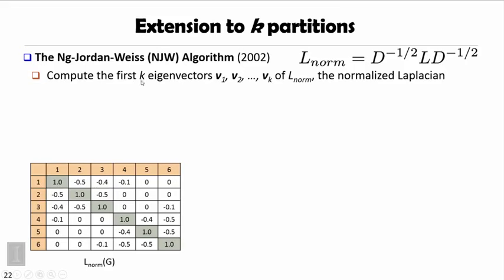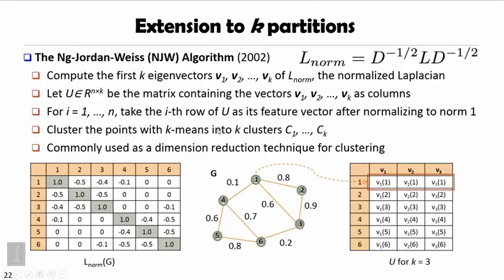So we can compute the first K eigenvectors, v1 to vk, and then form the matrix U. We take the ith row of U as the feature vector of node i, after normalizing it to norm 1. Then we can cluster the points with k-means into k clusters. This method is commonly used as a dimensionality reduction method for clustering.